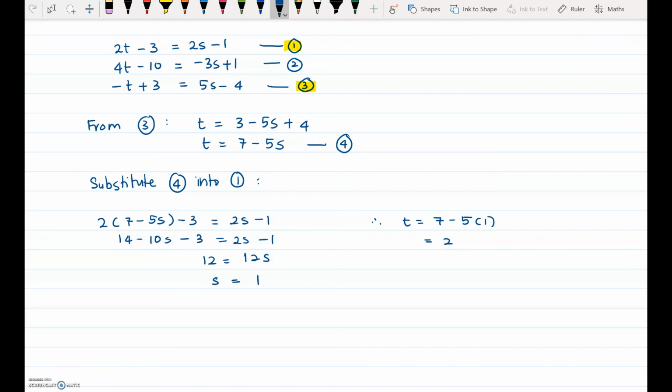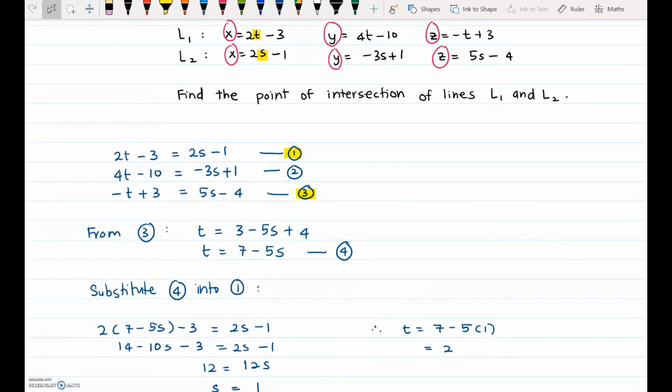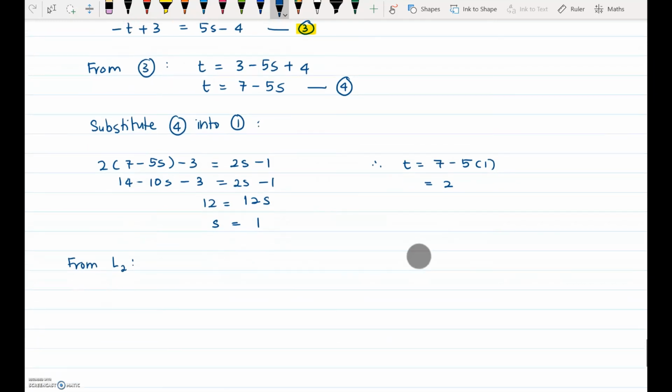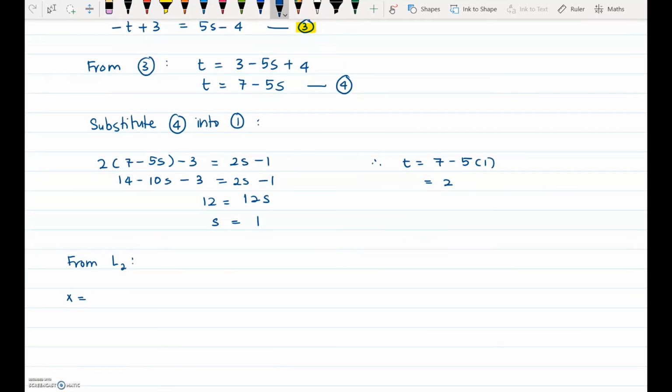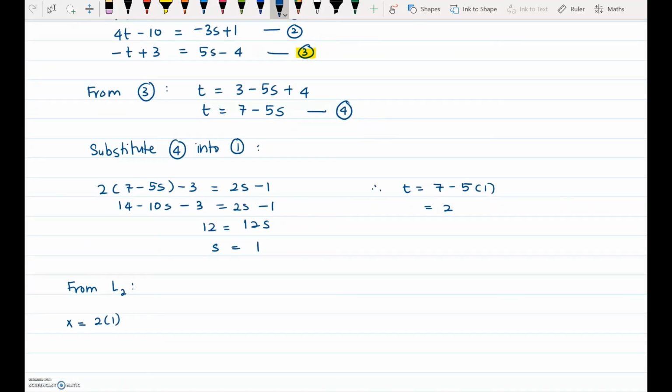Alright, next, to find the point, we will substitute the value of s or the value of t in your equation of lines. Okay, so let's say we use the value of s, then we will substitute in equation L2. So from L2, you will have your x equals to 2s minus 1, 2 times 1 minus 1, equals to 1.